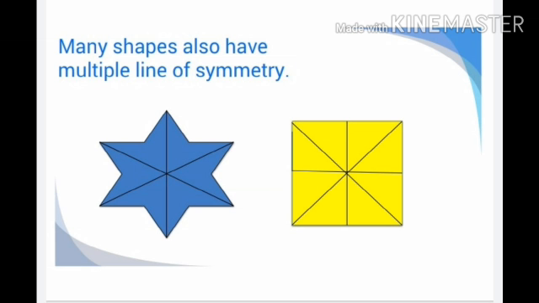Now you see the shape of a square. How many lines of symmetry can be drawn here? 1, 2, 3, 4. So in a square we can draw 4 lines of symmetry.